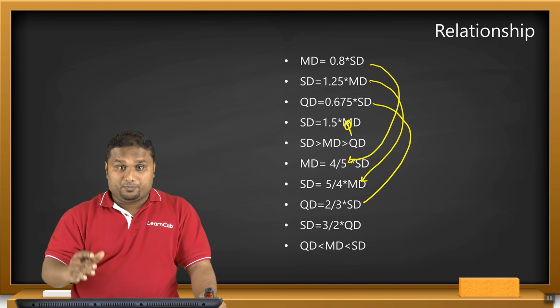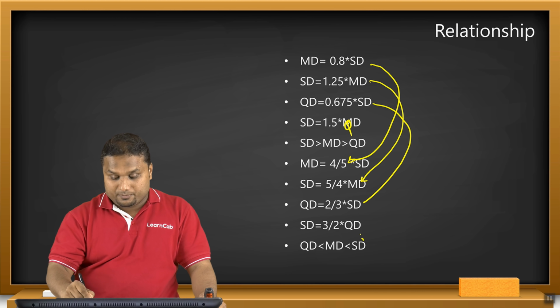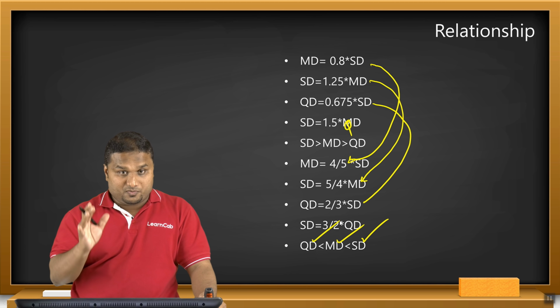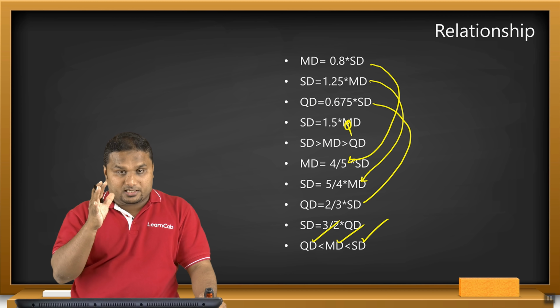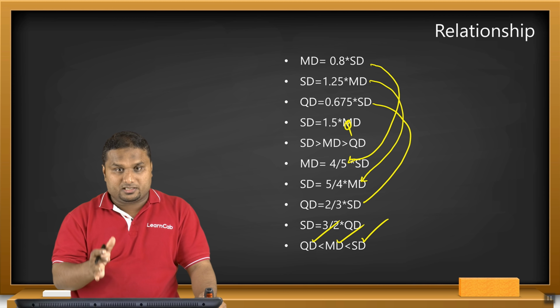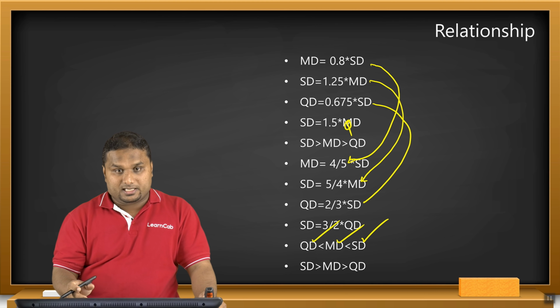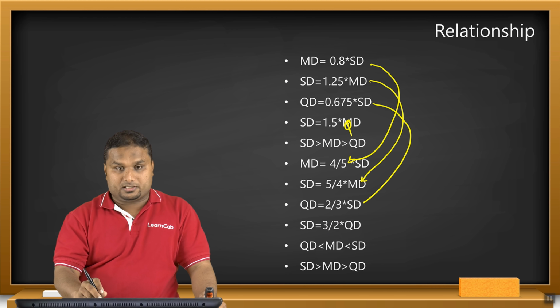And let's see the biggest measure. I told you standard deviation is the biggest one, mean deviation is the next one, quartile deviation is the smallest one. So the smallest one is quartile deviation. So quartile deviation is less than mean deviation, which is less than standard deviation, and standard deviation is greater than mean deviation, which is greater than quartile deviation.